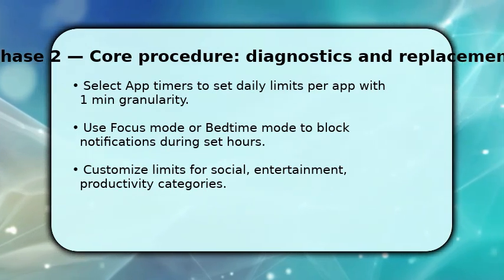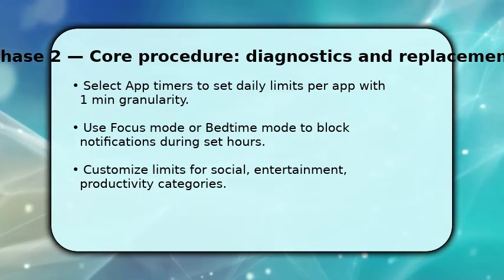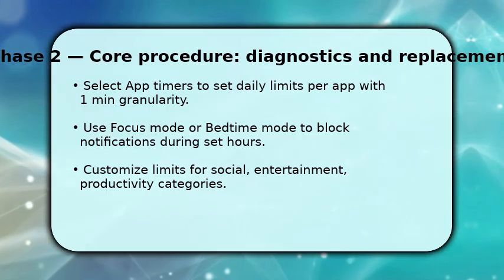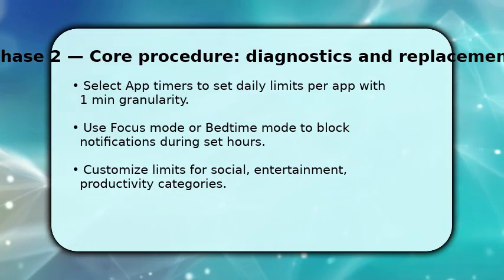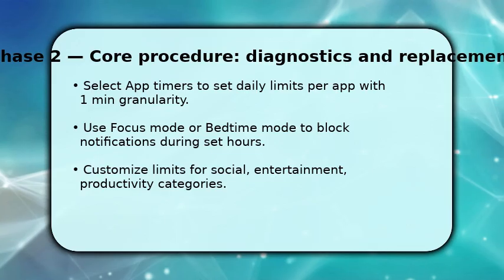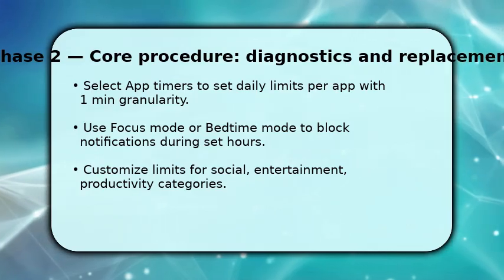Now you configure the actual limits. Tap App Timers and choose an app. Set a daily limit, for example 1 hour 30 minutes, and confirm. This enforces automatic pause. Alternatively, enable focus or bedtime mode to silence distractions during specific hours. Set start and end times and choose exceptions if needed.